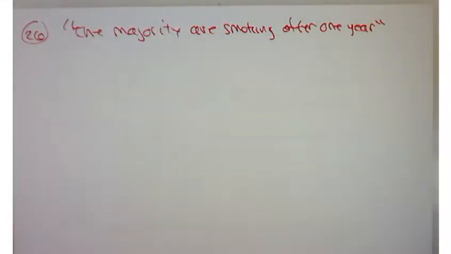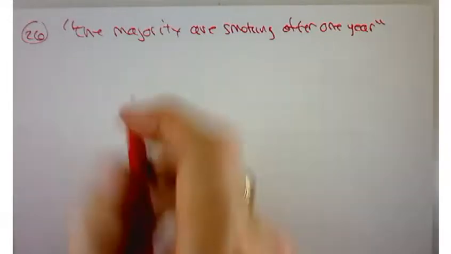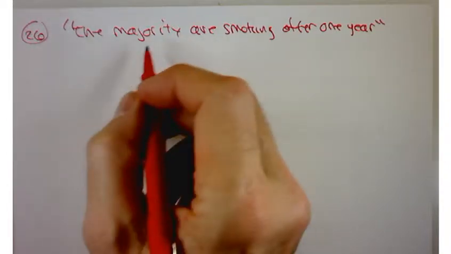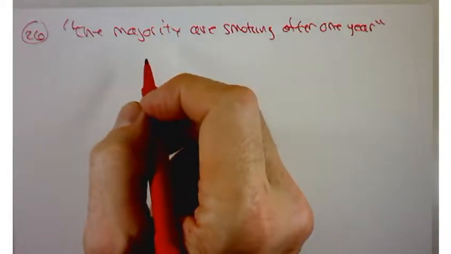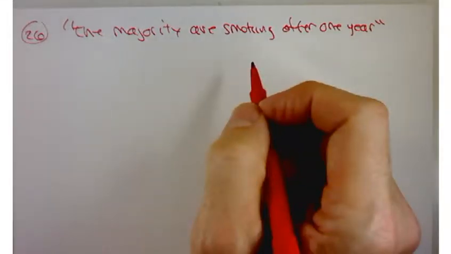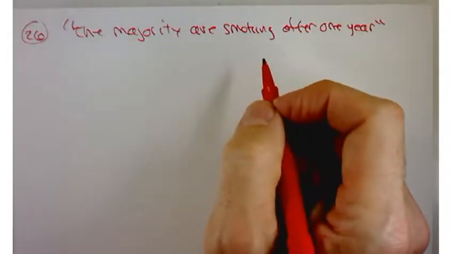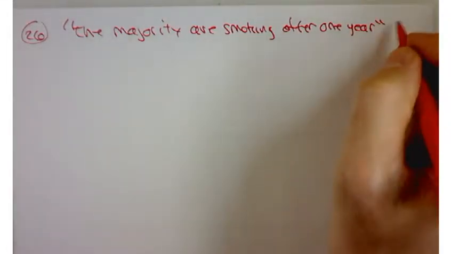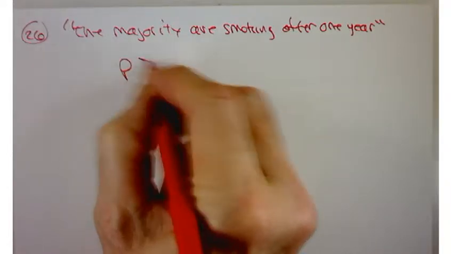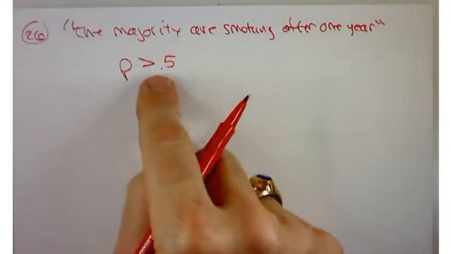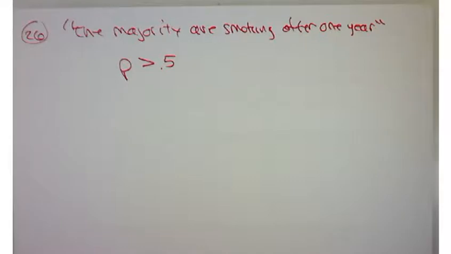We need to turn that into a statement that we're going to use in our alternative or null hypothesis. So the majority is really talking about a proportion. So what statement involving proportions is this making? Perfect. P is greater than 0.5. That's your original claim. So let's turn that into a null and alternative hypothesis.